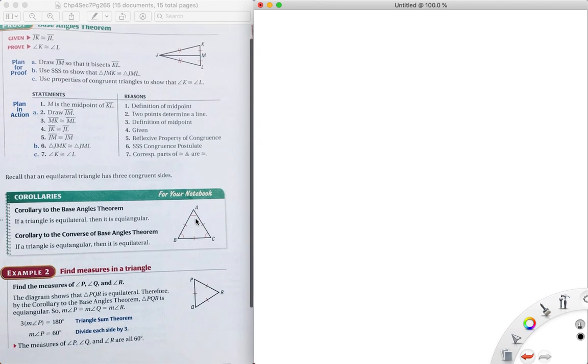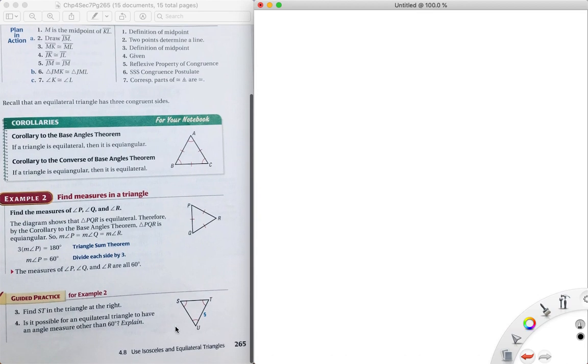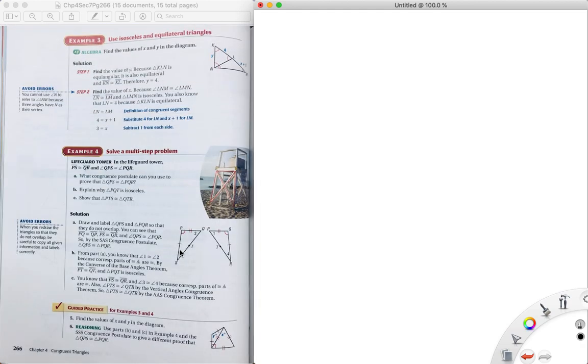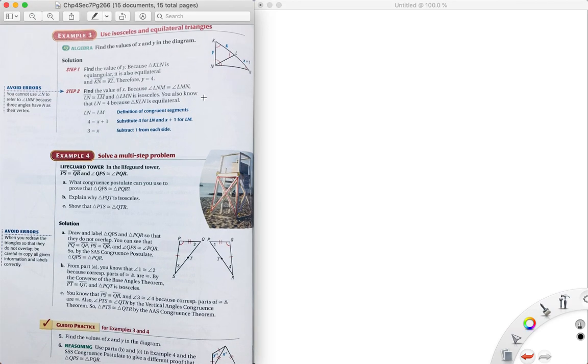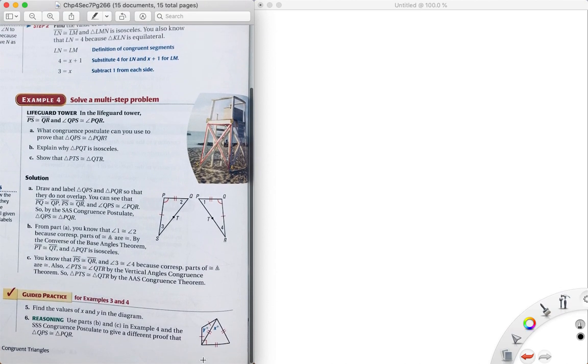Then we have the corollary to the base angles theorem. It says that if a triangle is equilateral, then it's equiangular. And the corollary to the converse is that if a triangle is equiangular, then it's equilateral, which is very helpful. Since this is an equiangular triangle and this side is 5, I know the other two sides are 5. The sum of the angles is 180, and since they're all the same, 180 divided by 3 means each is 60 degrees.